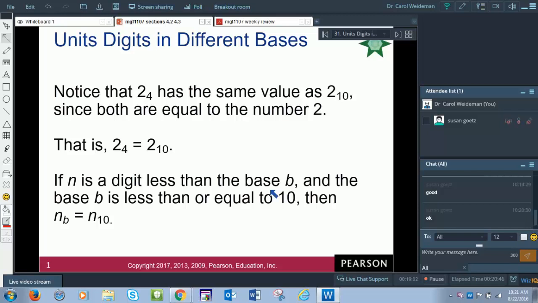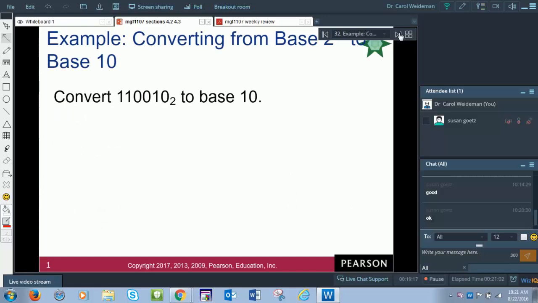So if n is a digit less than the base, then the base is less than or equal to 10, then n base b equals n base 10. So as long as the number you're representing here is less than the base, if we're talking about base 10 or less, then the number is going to be the same. So just a little bit of trivia. Okay, let's go do another one.